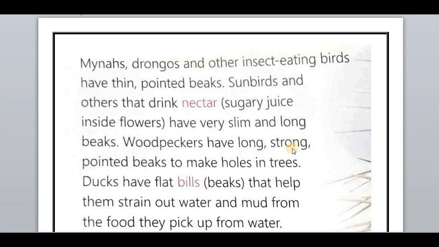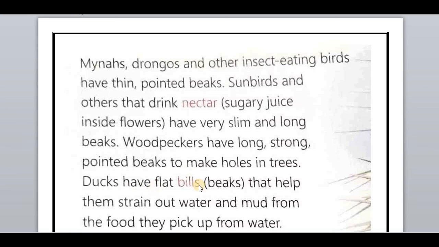Woodpeckers have long, strong, pointed beaks to make holes in trees. You have seen holes in trees also. So, how? Because woodpeckers have long, strong and pointed beaks which help them to make holes in trees.